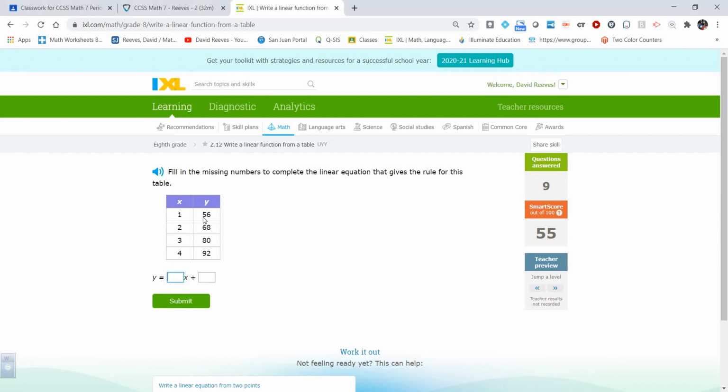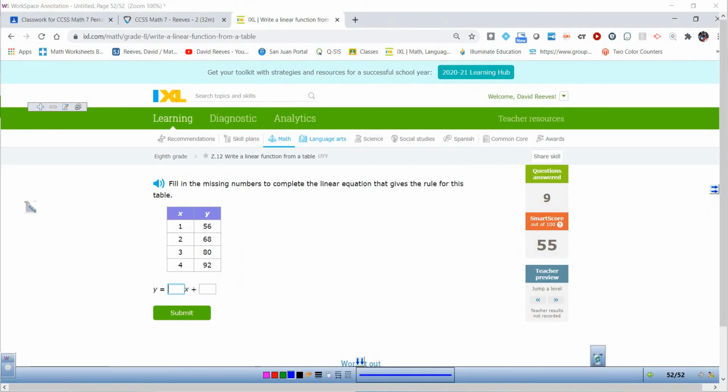Can we just add? That would be plus 55. That is definitely not just plus 55, is it? So it's not just adding. Is it multiplying? Well, let's see. I don't think so. 1 times 56 is 56, but 2 times 56 is not 68. So since we're not just adding and we're not just multiplying, it's going to be a combination of adding and multiplying, or better said, multiplying and adding, because of order of operations.